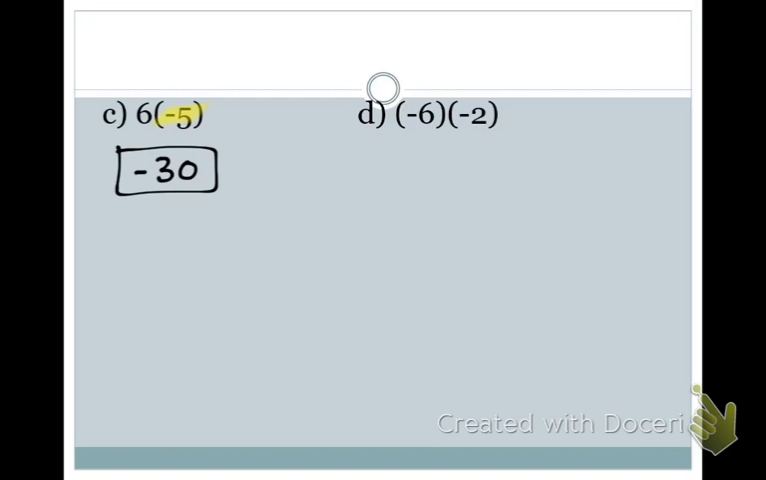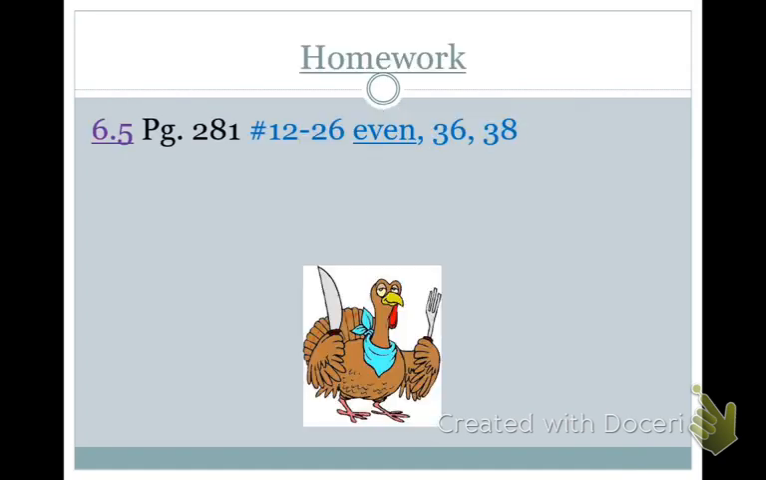If you didn't get that correct, that's okay. Fix it in your notes, okay? Next up, what answer did you get? +12, because whenever you have two negatives, that's an even number, so those two negatives will turn into a positive, okay?